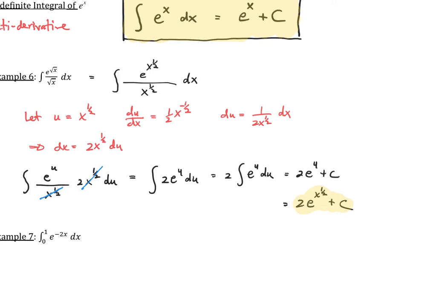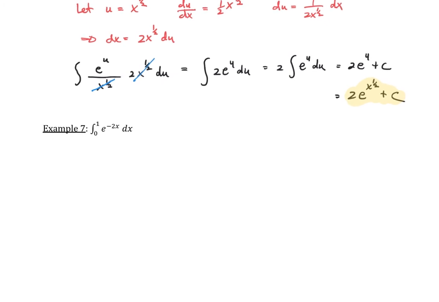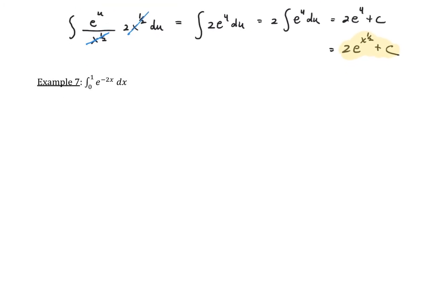Let's look at an example of a definite integral next. Example 7 is a definite integral. Definite integrals have these limits of integration over here. So let me just make a little comment here. This is a definite integral.